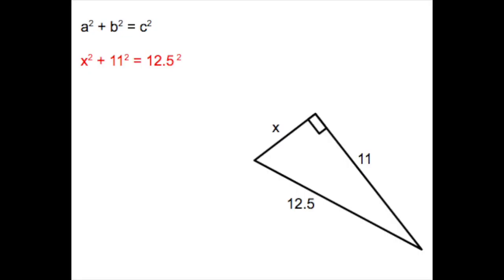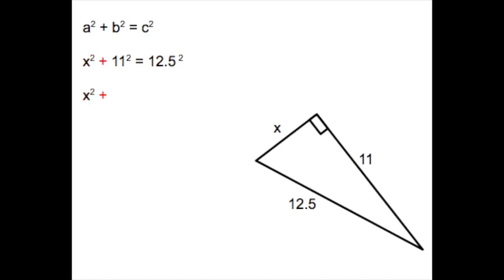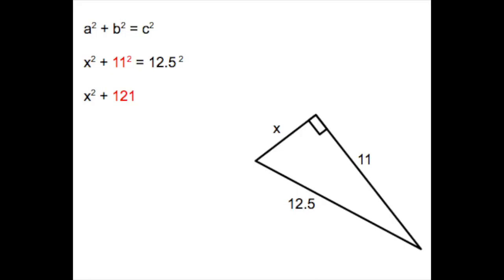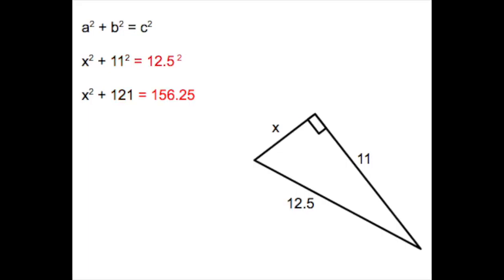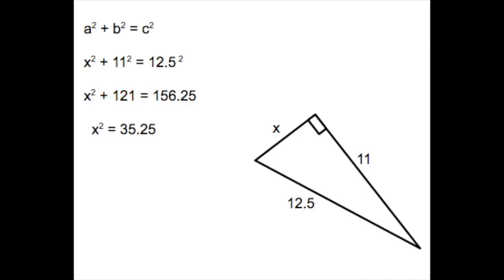Now that we have substituted these values in, we will simplify the exponents. X squared will remain as x squared for now, which will be added to 11 squared, which is 121, which is equal to 12.5 squared, which is 156.25. We need to now solve this equation for x. We will start by subtracting 121 from each side of the equation to get rid of the plus 121. Subtracting 121 from both sides, we will be left with x squared equals 35.25.